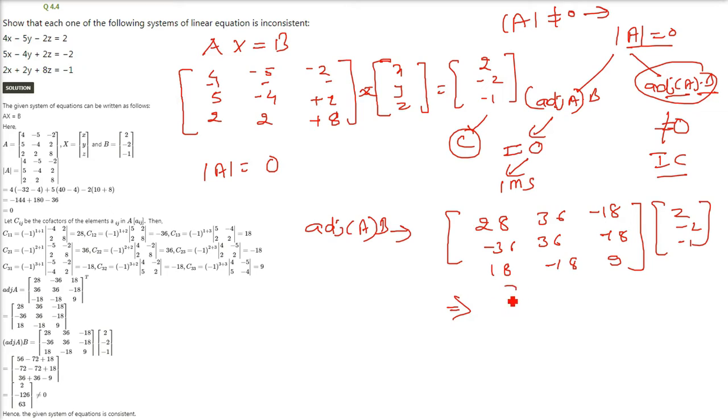So the final result is not equal to 0. This is 2, minus 126 and 63. This is not equal to 0. So we can easily say that these linear equations are inconsistent. Why? Because determinant of A is 0, but the adjoint A into B is not equal to 0. Inconsistent.